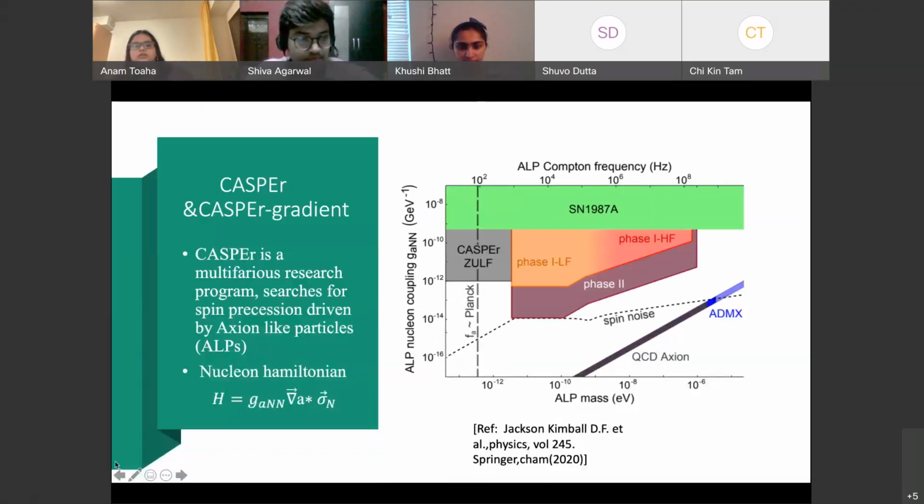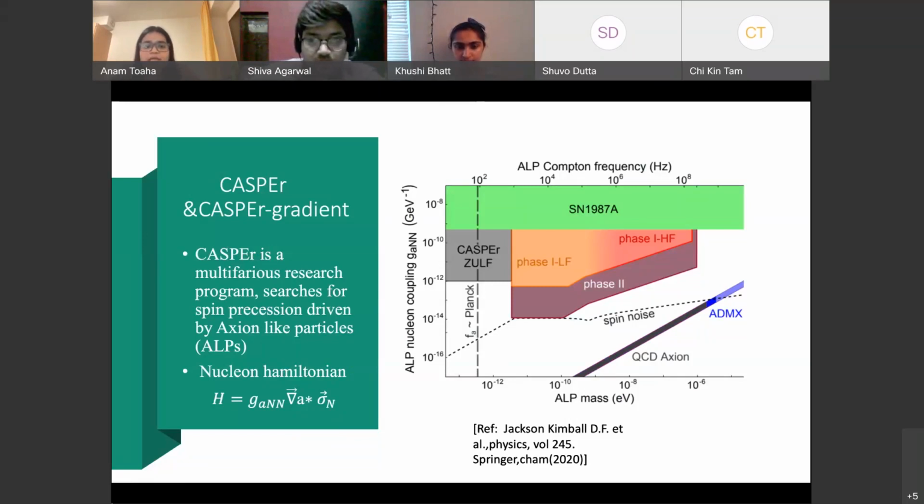Here I have shown what CASPEr is and what CASPEr gradient is. CASPEr is divided into two parts, CASPEr electric and CASPEr wind. CASPEr wind now has a new name, CASPEr gradient. As axions and axion-like particles have several predicted couplings to the standard model of particles, CASPEr is a multifarious research program that searches for spin precession driven by axion-like particles with those couplings using the NMR method.